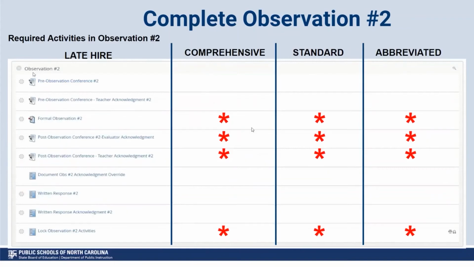So here's what areas are required on completing observation 2. Notice the late hire plan has no asterisks for any of the activities. The comprehensive plan, you must complete the formal observation, the post-observation conference with the evaluator acknowledgement, and the post-observation conference with the teacher acknowledgement, and then make sure everything is locked at the end. The standard is the same, and the abbreviated plan, it can be formal or informal, but you're going to need the observation, the 2 signatures, and then finally lock those activities.